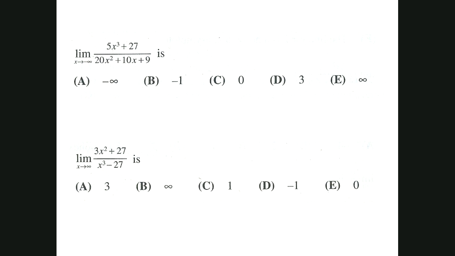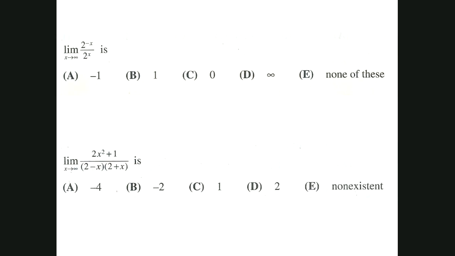How about the last one? 3x squared plus 27 over x to the third minus 27 as x approaches infinity. Letter E should be 0, shouldn't it? Because the bottom exponent is definitely bigger than the top exponent. All right, now, a little bit trickier.